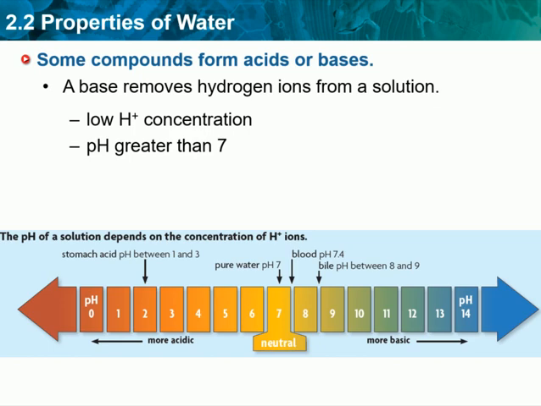In the image on your screen here, you can see that the pH is usually between 0 and 14. A solution with a pH of 0 is very acidic, with a high H+ concentration. A solution with a pH of 14 is very basic, with a low H+ concentration. Solutions with a pH of 7 are neutral, neither acidic nor basic.